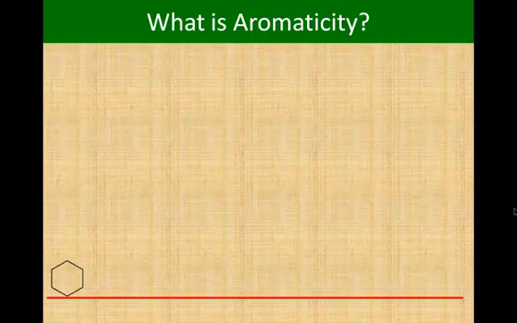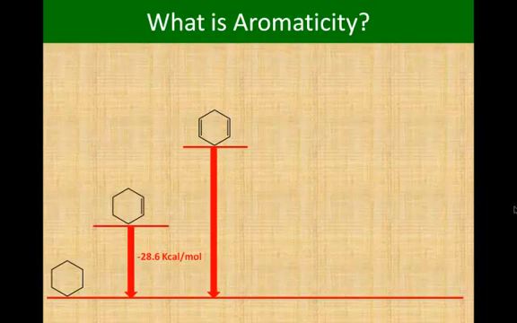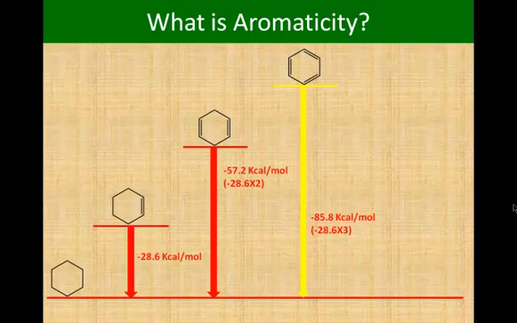I can compare energy levels for cyclohexene and cyclohexadiene. So the reduction of cyclohexene gives me cyclohexane with a release of 28.6 kcals per mole. The reduction of cyclohexadiene to cyclohexane releases 57.2 kcals per mole. So if I were to predict the amount of energy that would be released if I reduced benzene to cyclohexane, I would predict that that should be 3 times the amount for the reduction of cyclohexene, right? So it should be 28.6 times 3, or 85.8 kcals per mole.